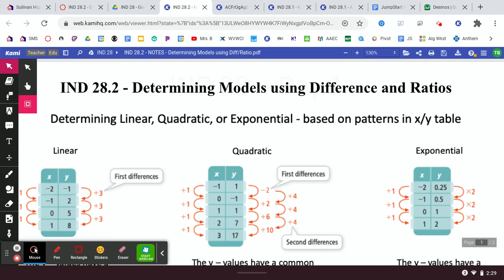So today we're doing indicator 28.2, and today we're going to do it a little bit different. We're going to determine models using difference and ratios, which doesn't mean anything to you right now, but it will be by the end of the hour, meaning we're not going to be given equations. We're going to have to figure out if these are linear, quadratic, or exponential based on these difference and ratio tests, and we're going to talk about how to do those here in just a second.